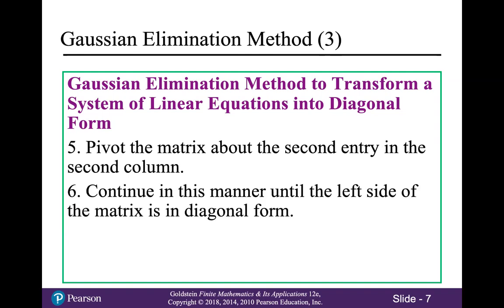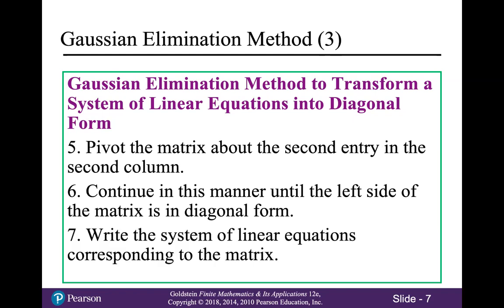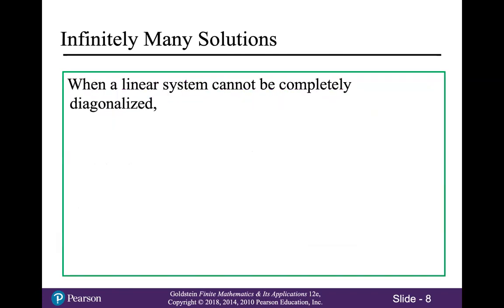Continue in this manner until the left side of the matrix is in diagonal form. And then write the system of linear equations corresponding to the matrix. So in the case of a unique solution, which is what we looked at in the last section, at this point, you'll write down something like x equals 4, y equals 1, z equals -2. But we're also going to talk about the situation in this section where your system does not have a unique solution. All right, so one way that can happen is if your system has infinitely many solutions.